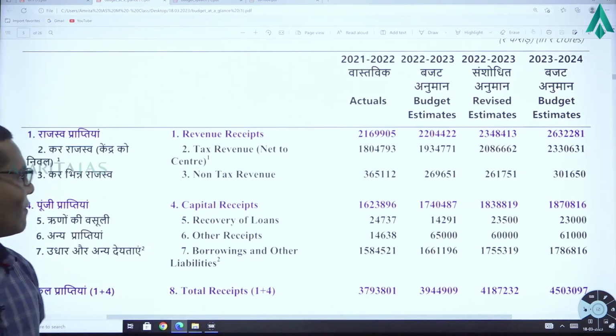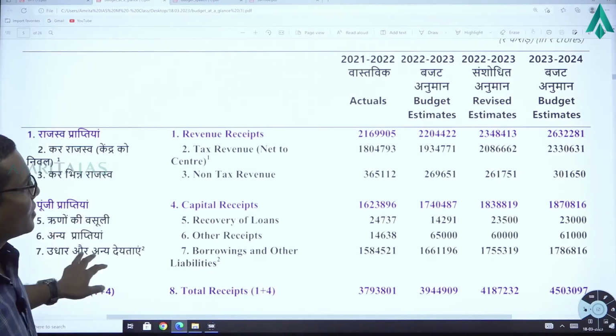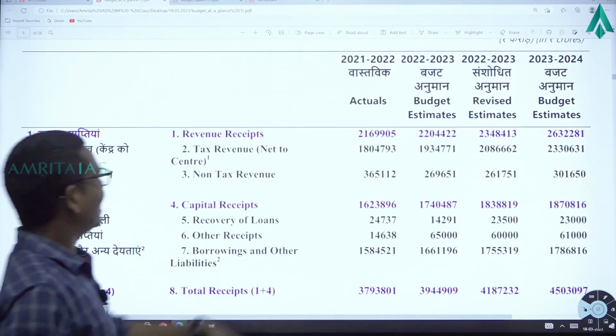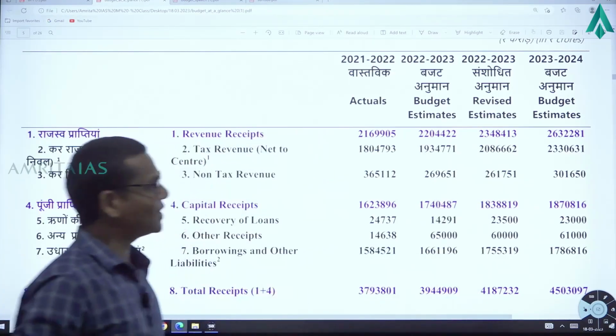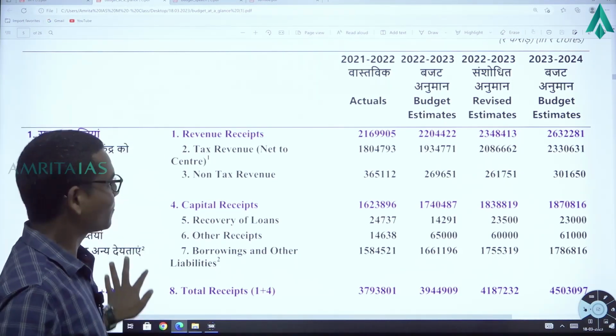23,30,631. What is the non-tax revenue? 3,01,650. That means the total is 26,32,281. This is revenue receipts. Revenue receipts include tax revenue and non-tax revenue. Tax revenue includes direct and indirect tax. Okay, I'll explain it later. First of all, this is revenue receipt.